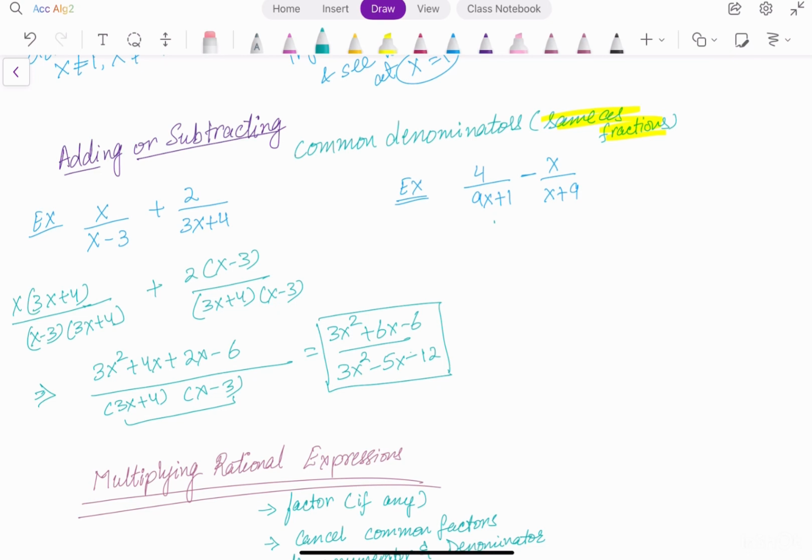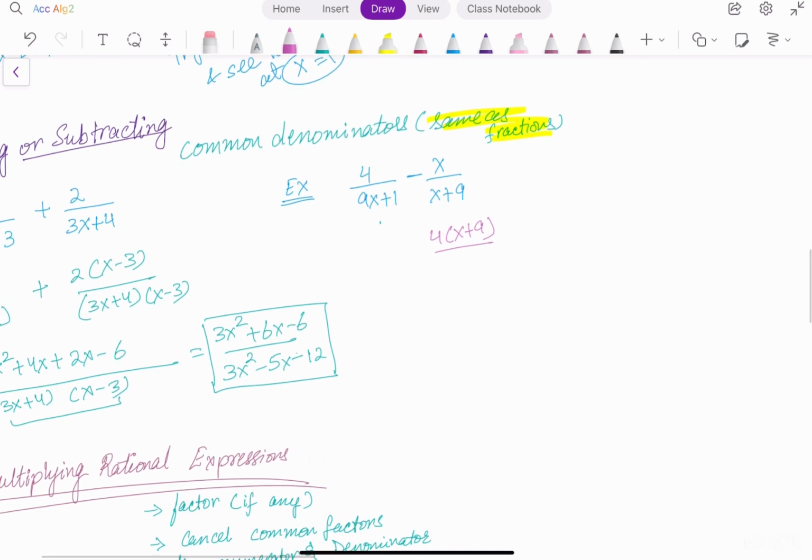Now we have another example. 4 divided by (9x plus 1) minus x over (x plus 9). We will do the same drill. Multiply the first fraction by the denominator of the second. Denominator of the second is x plus 9. And multiply the second fraction by the denominator of the first. What is the denominator of the first? 9x plus 1.